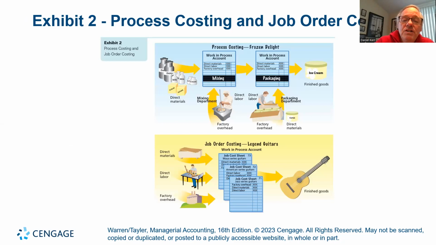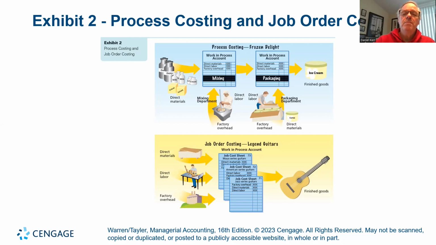So job 71, job 72, job 73, where we accumulated material, labor, and overhead. For process costing, we are going to have work in process accounts that are reflective of different processes which the product has to go through before it is ready for finished goods. So in the case of a company that sells ice cream, you're going to have the mixing department, which gets the cream and the milk and blends them all together. And then the work in process from the mixing department is going to go to the packaging department where they're put in containers, and then they're shipped out as homogeneous containers of ice cream.